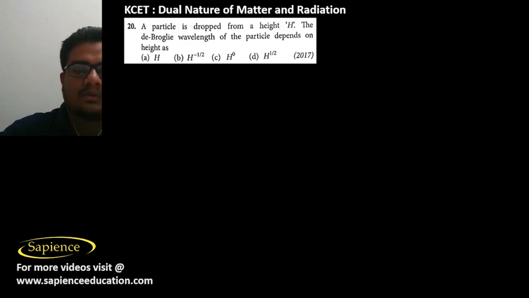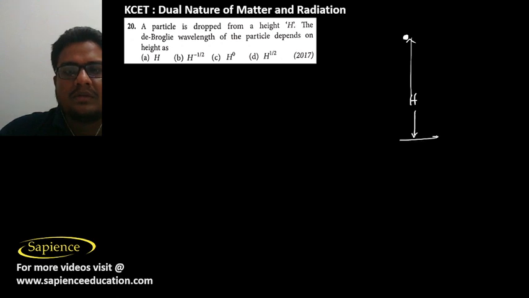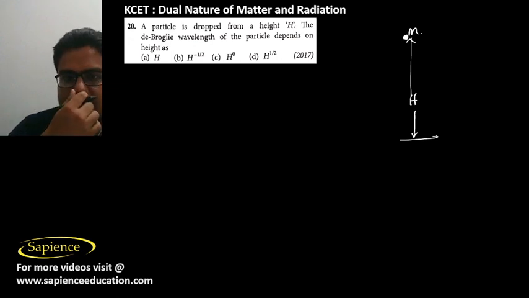Then in question number 20, it is told a particle is dropped from a height h. Then the de Broglie wavelength of the particle depends on the height as. So let's suppose its mass is m. De Broglie wavelength depends on the height as.